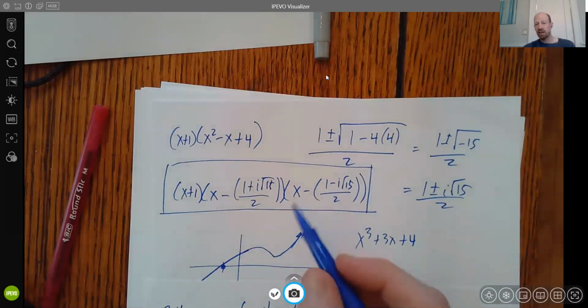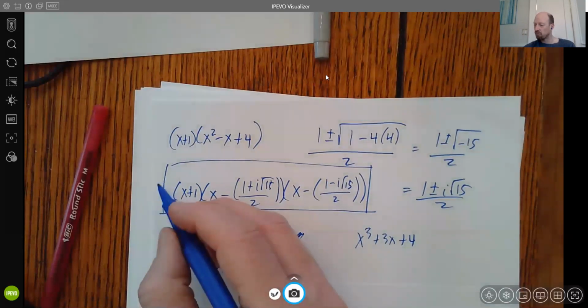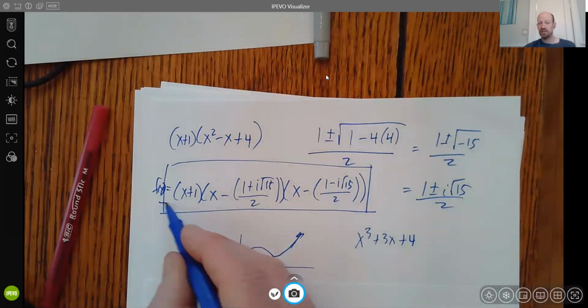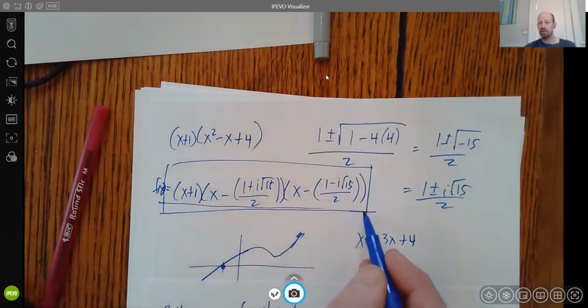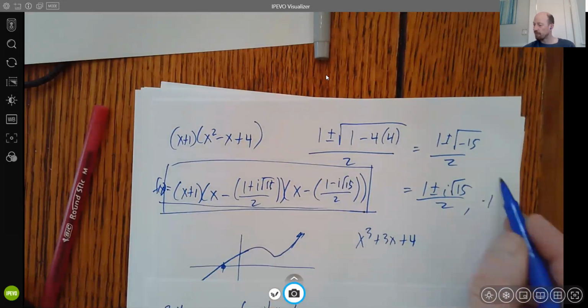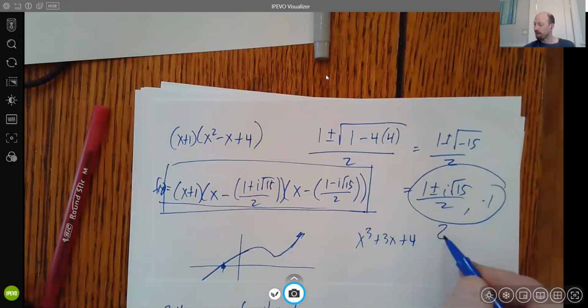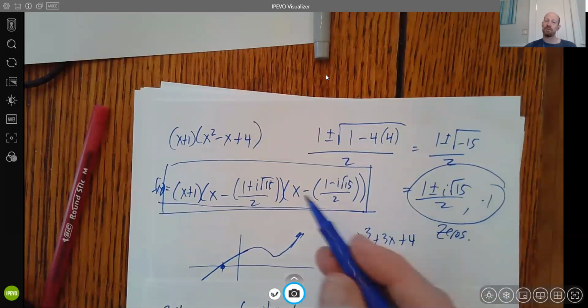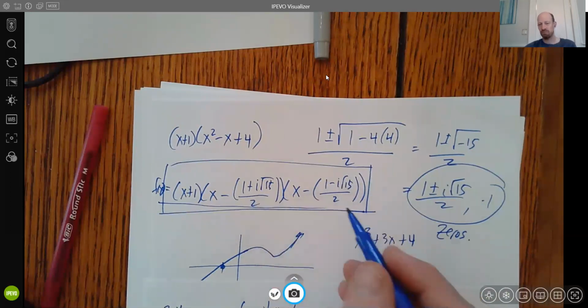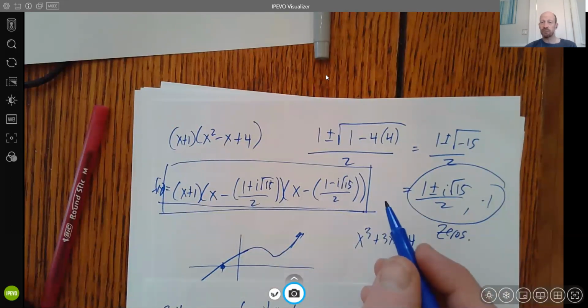I want you to be very careful about what you are answering. So this is the factored form. These are 2 of the zeros. Minus 1 is the 3rd zero. So if it asked you for the zeros, I would write this. If it asked me for the factored form, I would write this. Okay, they are very related to one another, but they're different things.